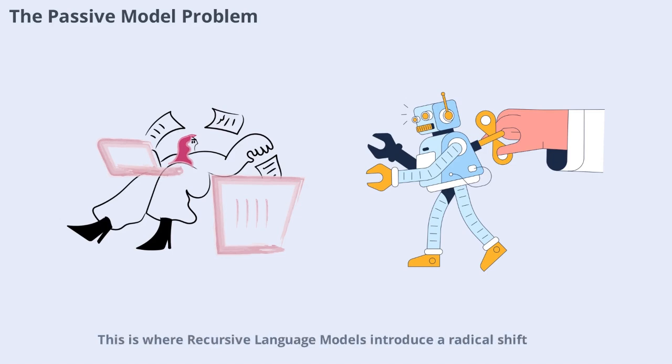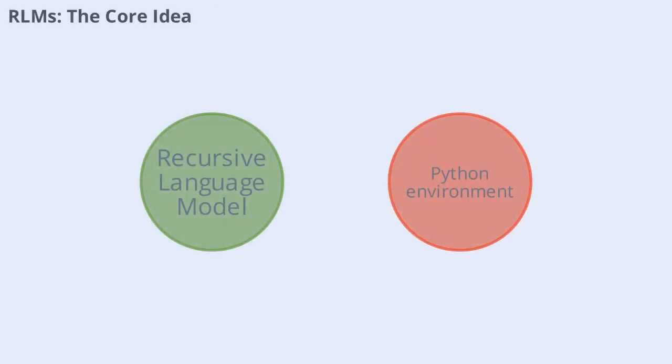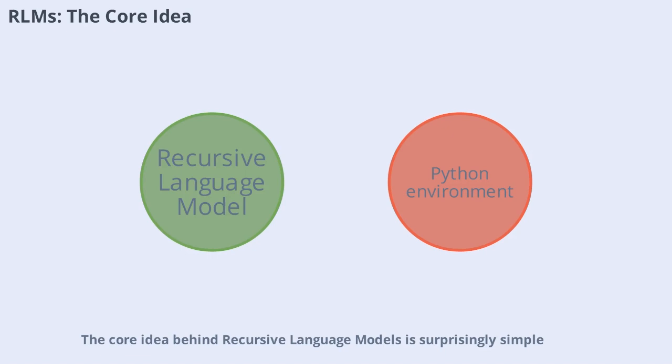This is where recursive language models introduce a radical shift, turning the model from a passive reader into an active explorer. Let's see how RLMs change the game. The core idea behind recursive language models is surprisingly simple. Instead of stuffing all the context into the model's prompt, store it as a variable in a Python environment. The model then writes code to explore and manipulate this data.